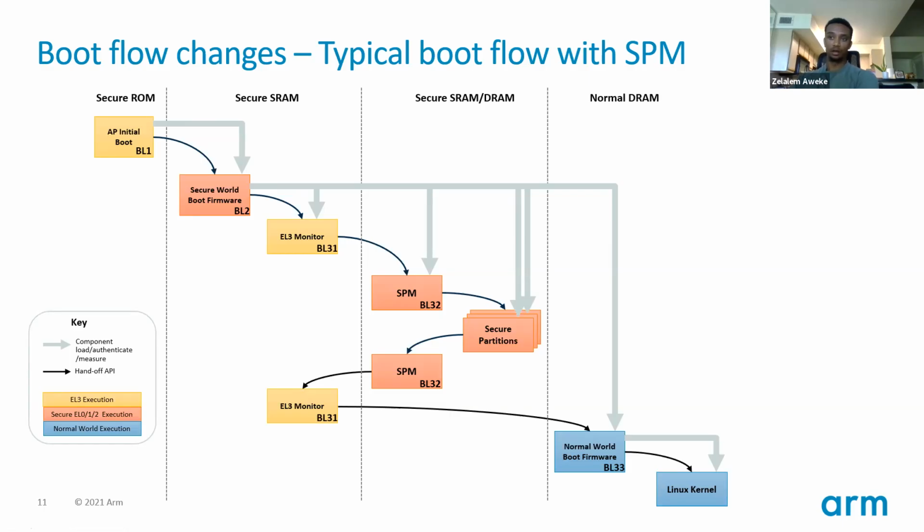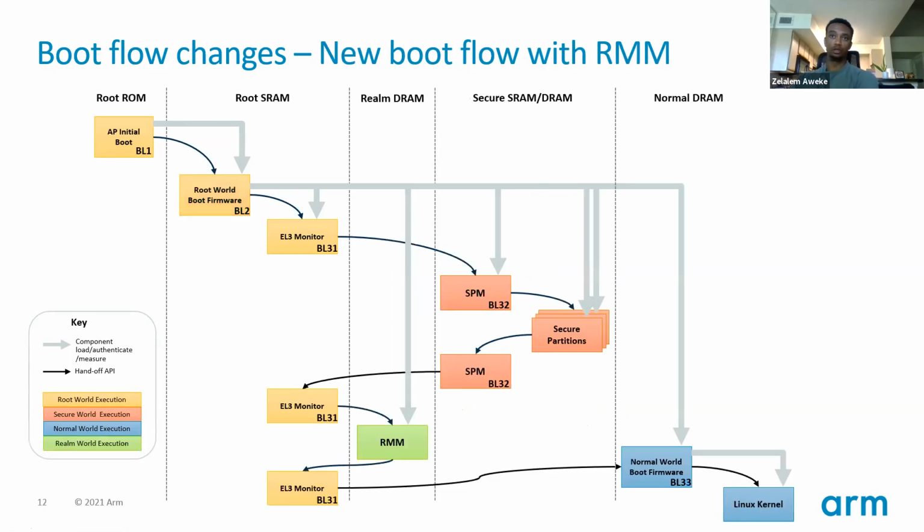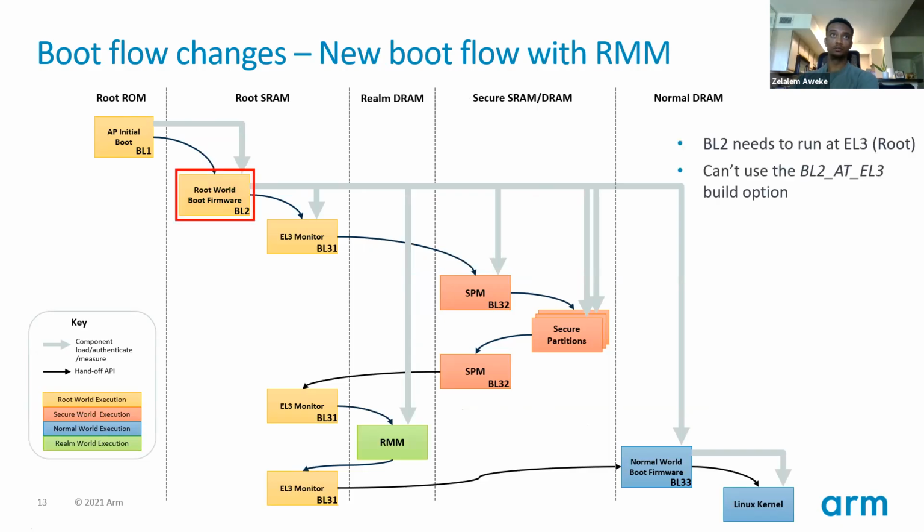So now we have a new image, RME. So we have some changes to the boot flow. One of them is that EL3 always has to be in the root world, right? So now we have a new change where the BL2 has to run in EL3 as opposed to EL1.